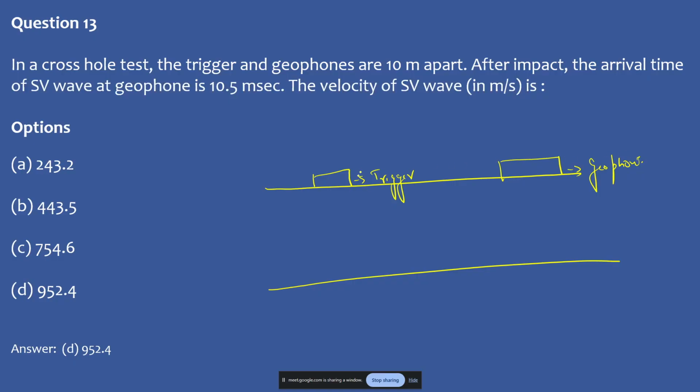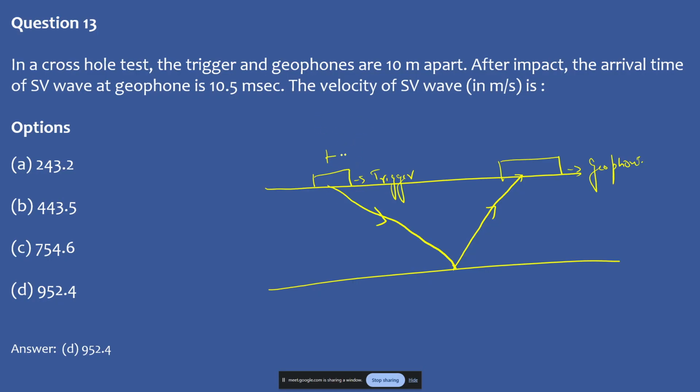So what do we mean by SV wave? The SV wave is basically the shear wave generated due to the strike of this trigger. And why we say it's SV is because this shear wave is polarized, or oriented, in such a manner that it will only travel in the vertical plane. It will go like this, and then it will reach the geophone.